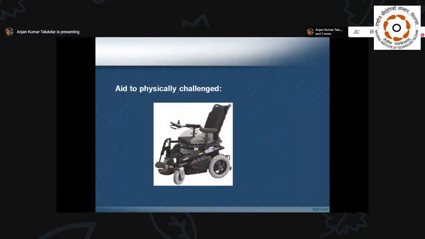Then, aid to the physically challenged. People who have some motor neuron problems or who are visually impaired can use this chair. Basically, sensors are there, so with the help of your hand gesture, we can control this chair, its speed and its direction. Everything is controlled just by one hand gesture or finger movement. This is one example.